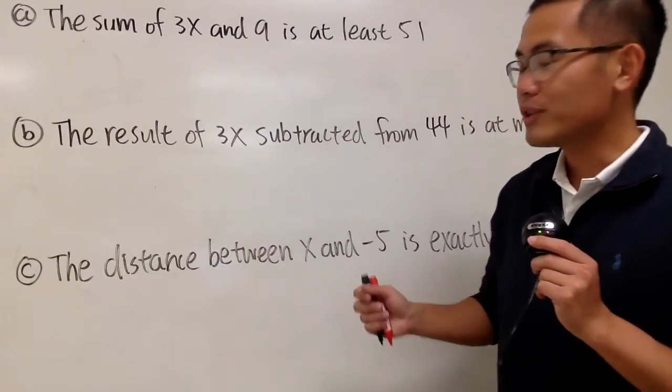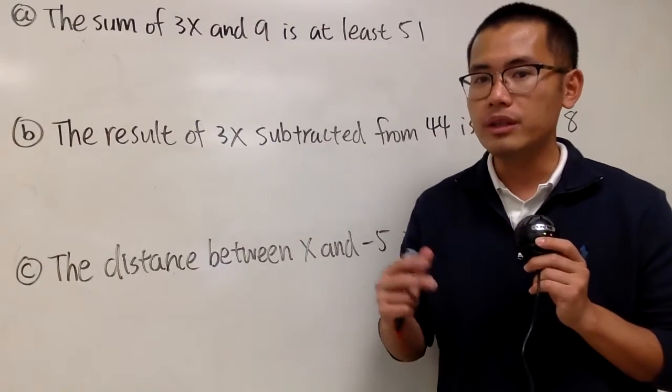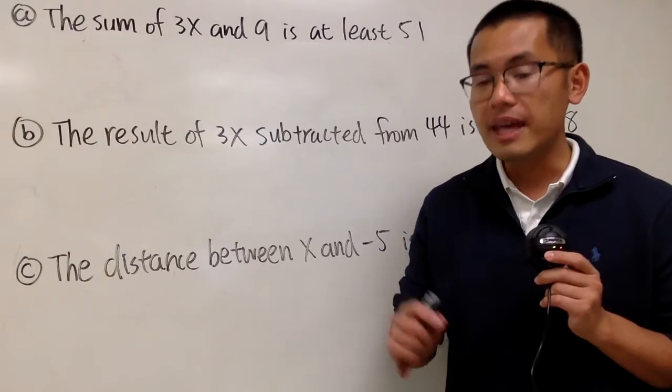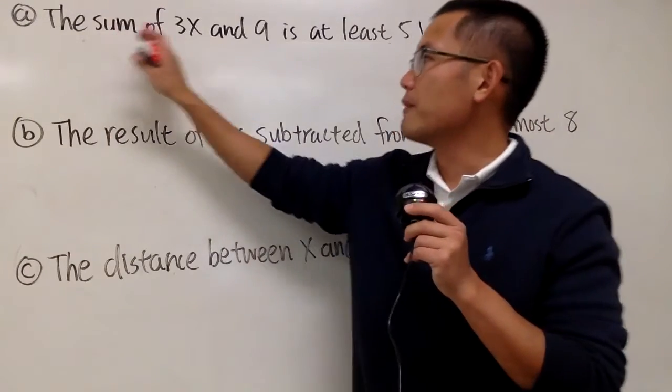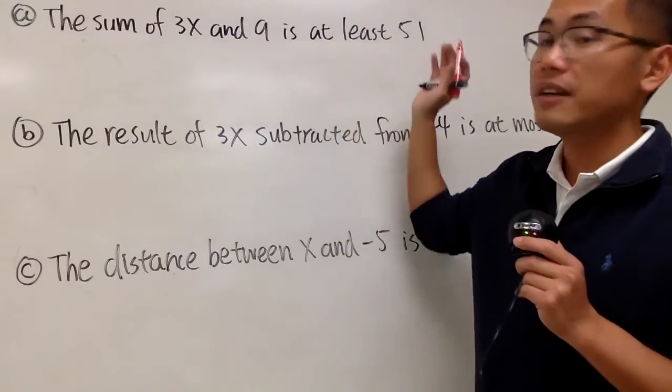Alright, for these two equations, we are going to first translate them into either inequalities or equations, and then we are going to solve them. Have a look at the first one. It says the sum of 3x and 9 is at least 51.